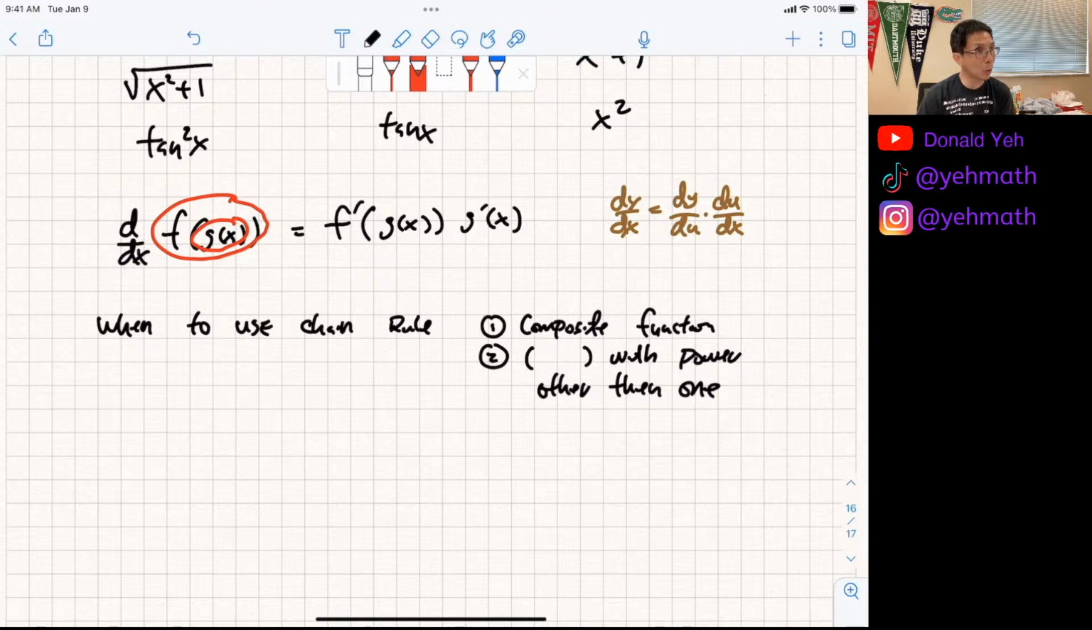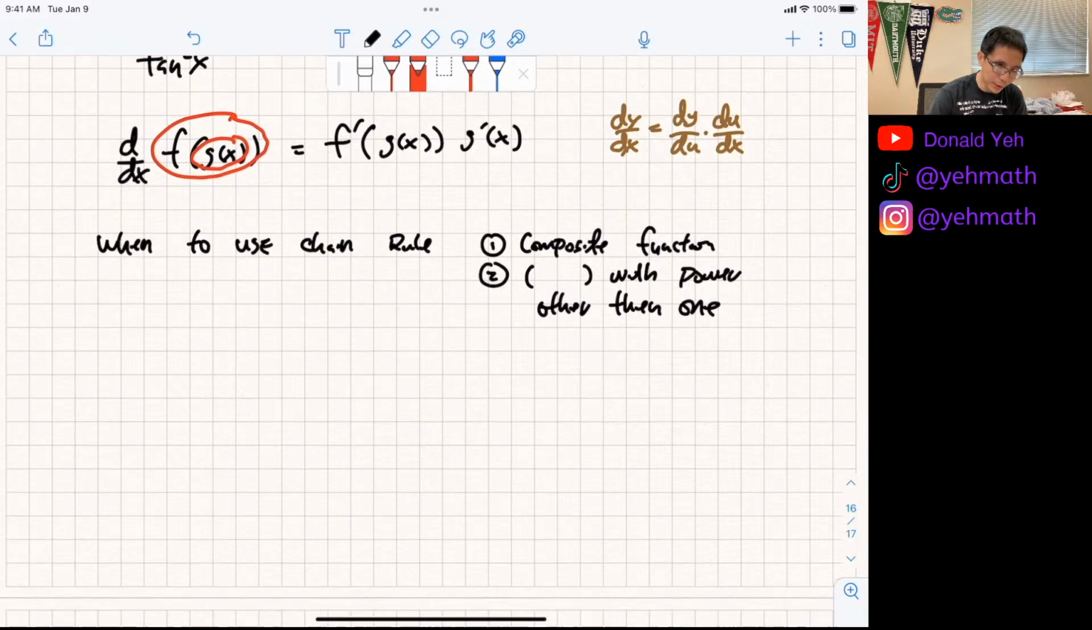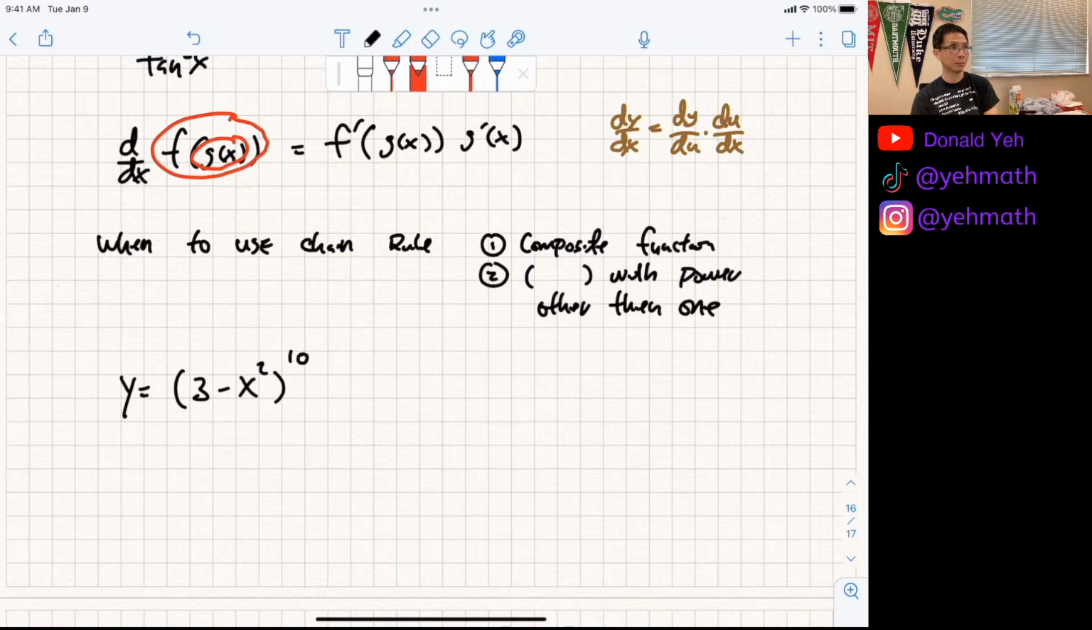Now I'm going to show you why the chain rule is so effective. Say I have y equals 3 minus x squared to the 10th power. Is this a parenthesis with a power other than 1? Yes, it's 10. Of course, you can expand 10 times and do the power rule, but you're going to be there forever. To expand 10 times, using Pascal's triangle, it's going to be way more work, right?